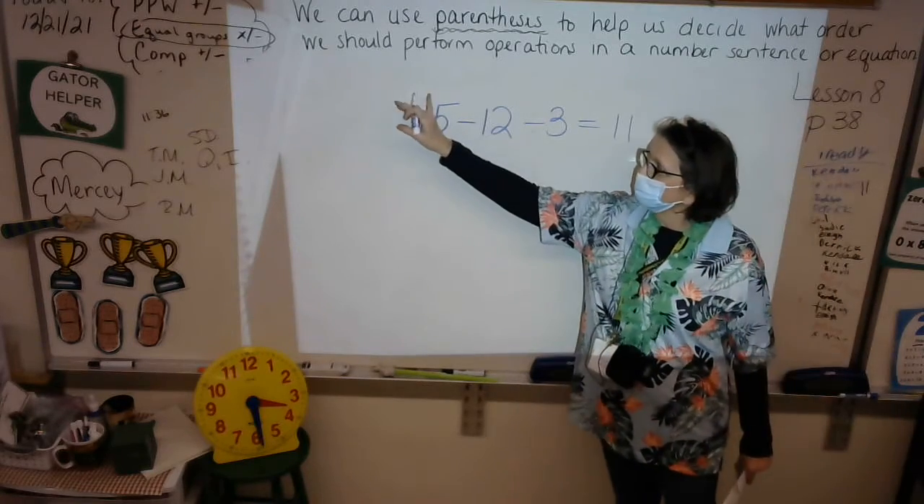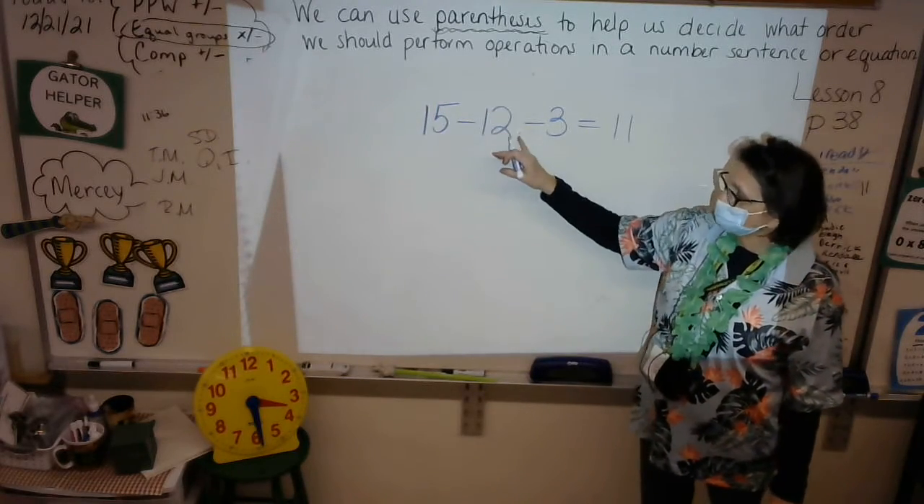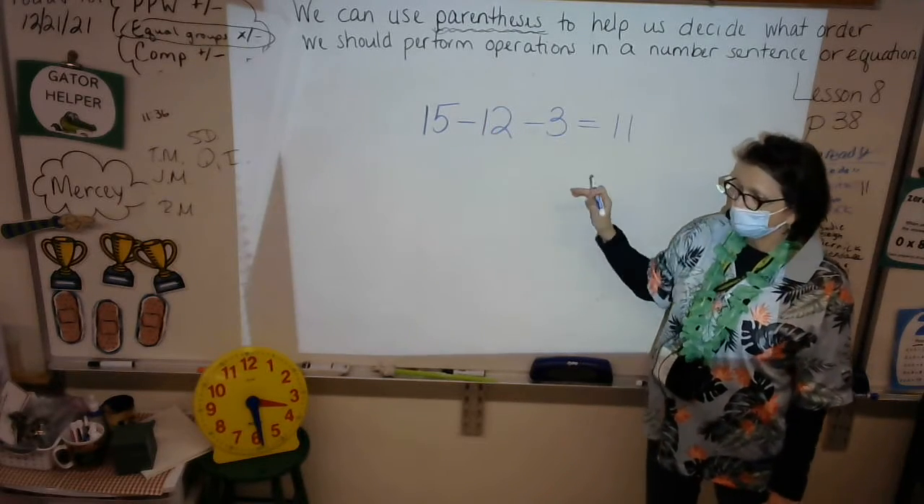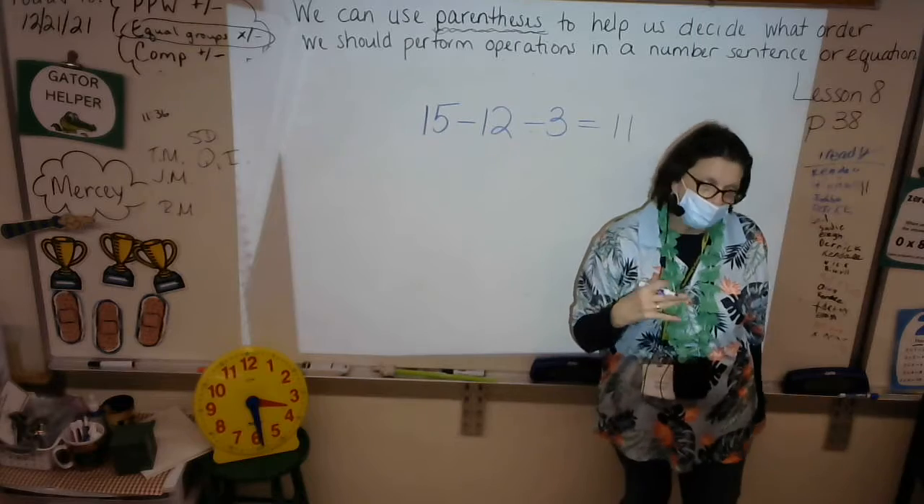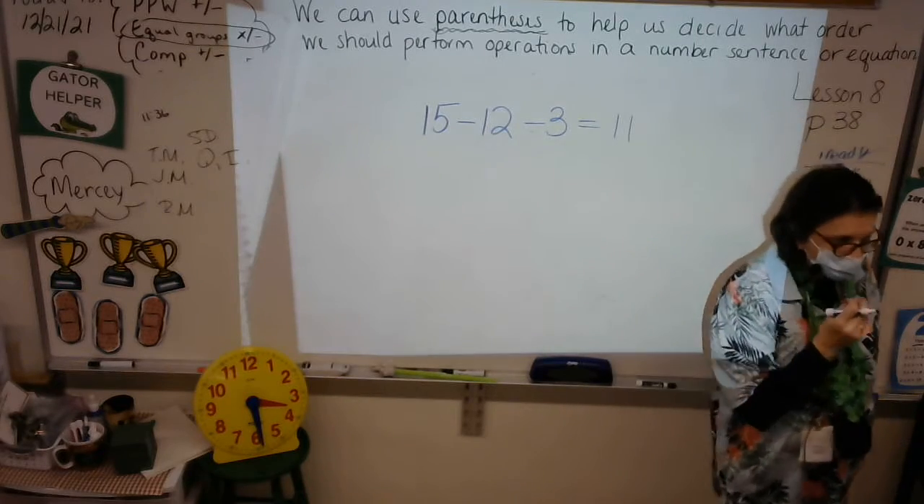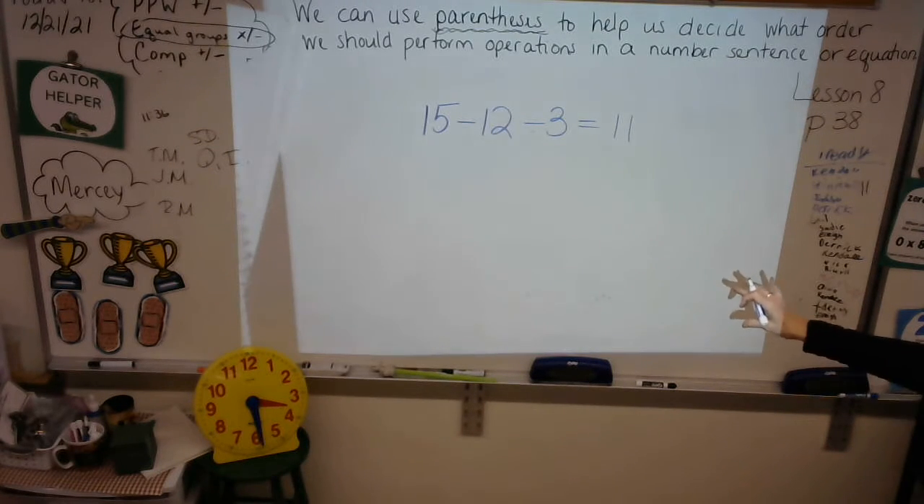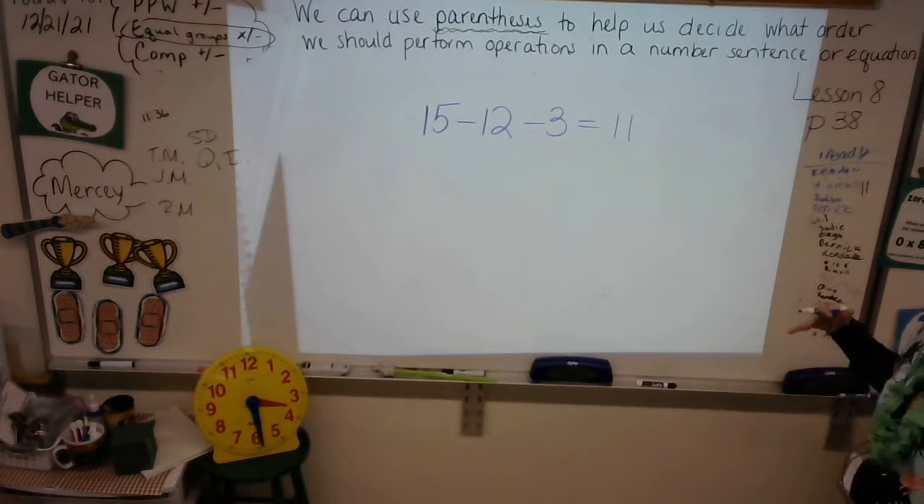Do you want to put your parentheses around the 15 minus 12? Or do you want to put your parentheses around the 12 divided by 3? So think about it. Talk with your neighbor. You're supposed to write that down on your board, please, so you can play around with it.